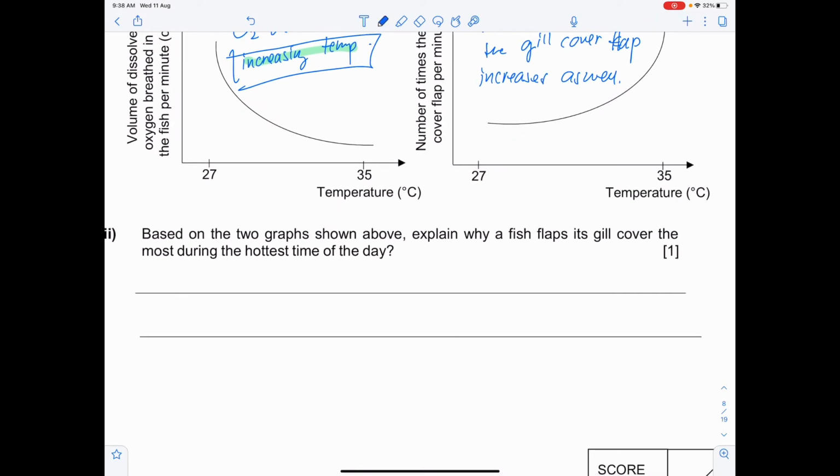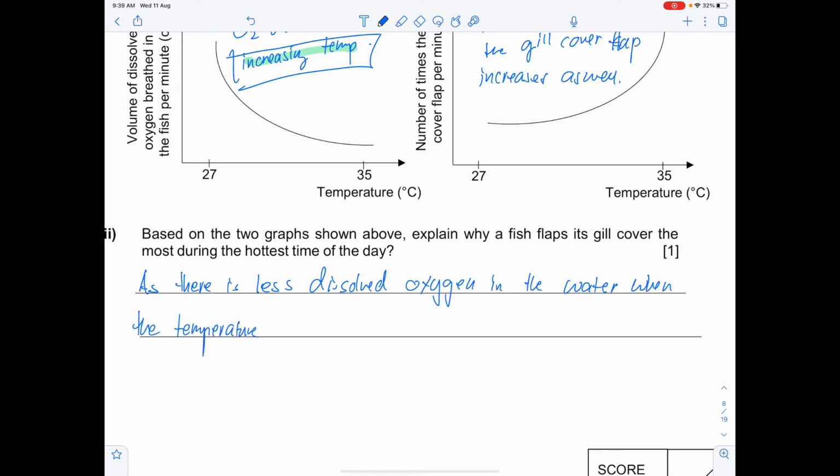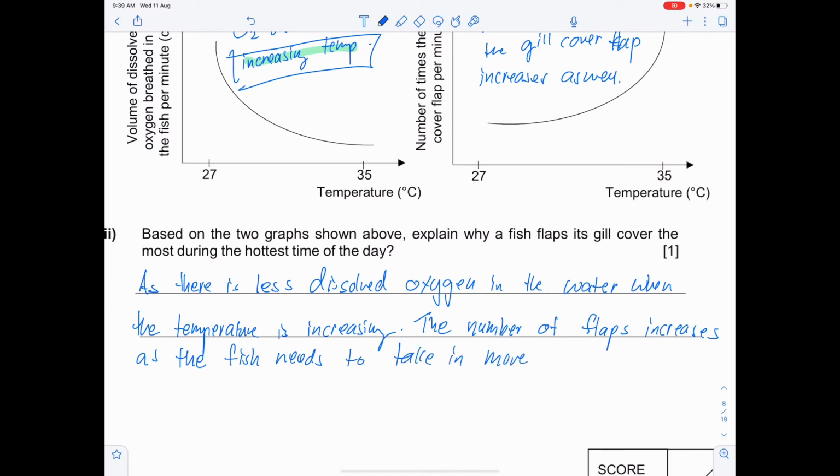Alright, so let's craft our answer. As there is less dissolved oxygen in the water when the temperature is increasing, the number of flaps increases as the fish needs to take in more dissolved oxygen from the water.